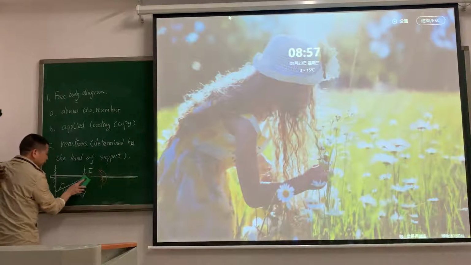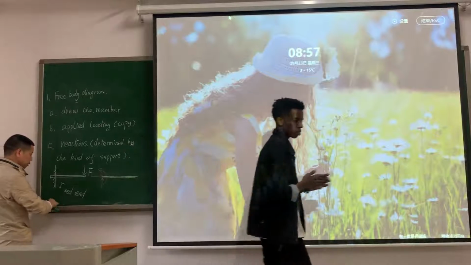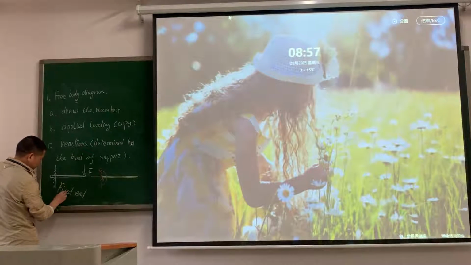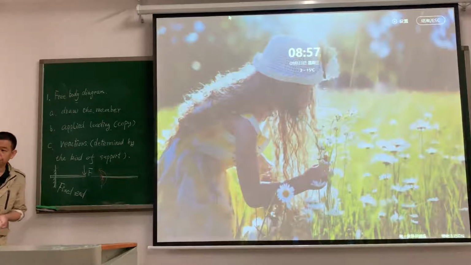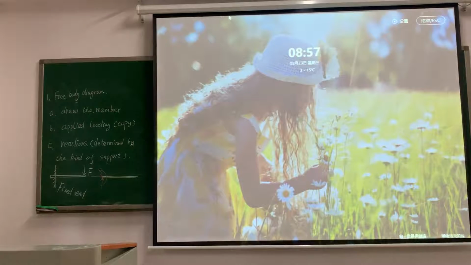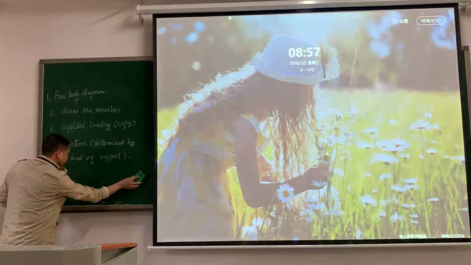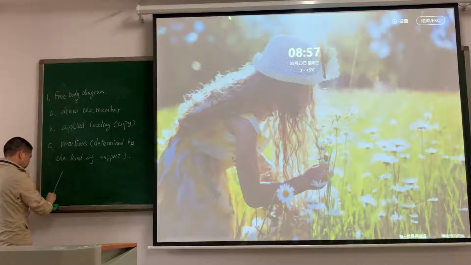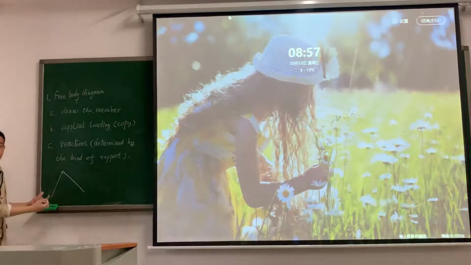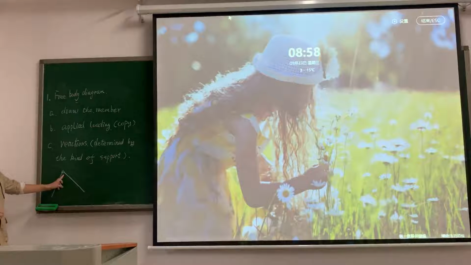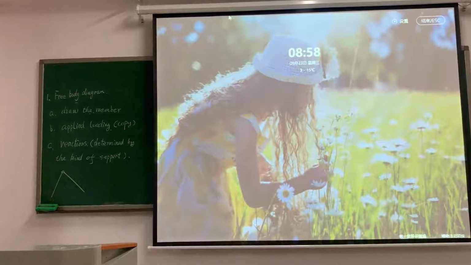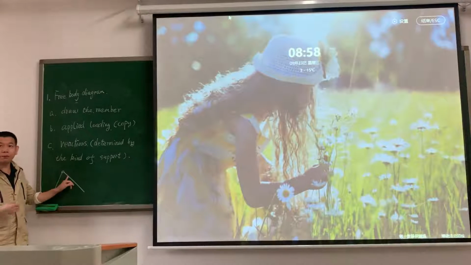Fixed. Copy it. Okay. The last one is, suppose two rods are connected by a hinge. Two rods are connected by a hinge. How to draw the free body diagram of this one?